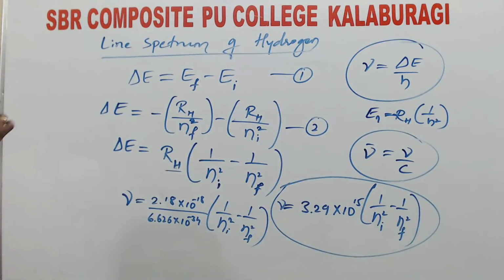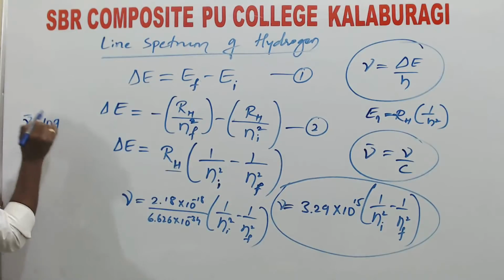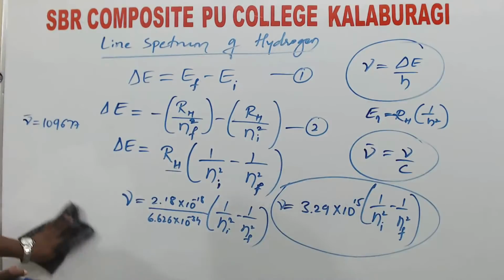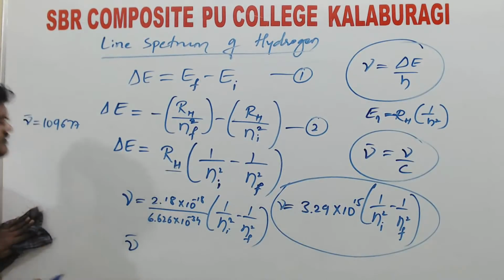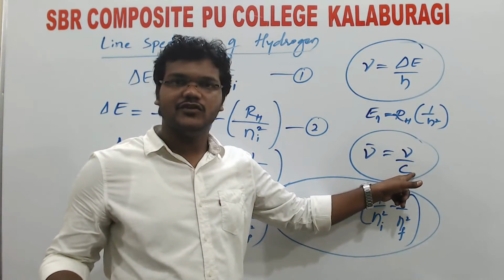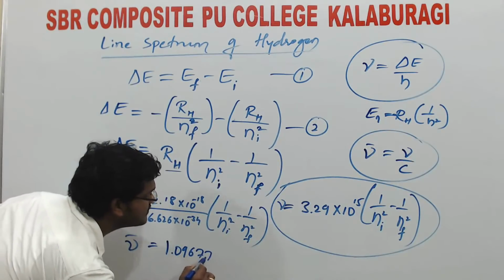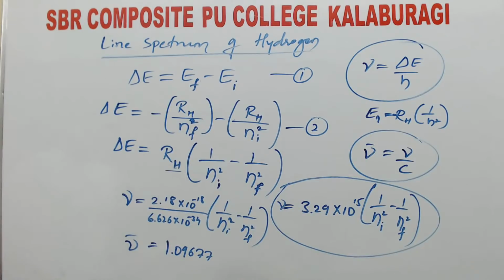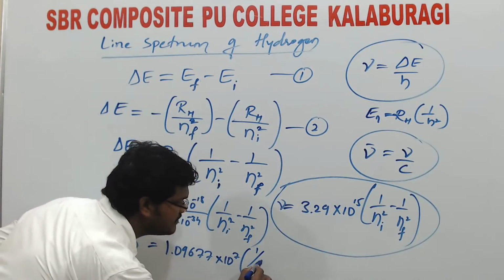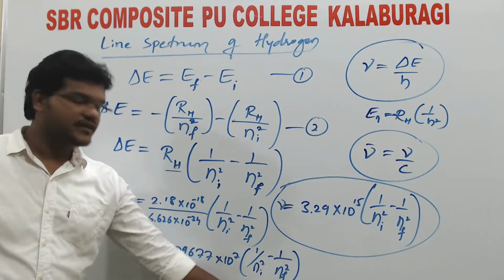On substituting, I'll write somewhere over here in small letters, because it's a big equation. Nu bar is equal to, on substituting nu value and c value over here, nu bar comes out as 1.09677 into 10 to the power 7, same 1 by n initial square minus 1 by n final square. Clear? So this is in terms of wave number.